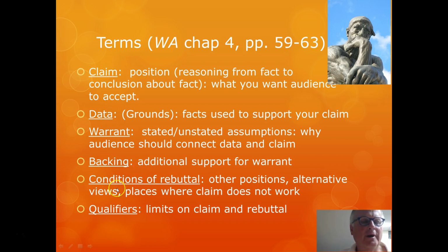He has this really important concept of conditions of rebuttal, which he tends to think of as alternatives. And again, as we've talked about before, argument is not pro-con, it's more complicated than that. So what he argues is that we need to always think of reasons not to do what our claim says we want to do. What are some reasons not to do that? What are some alternative positions, and why are they better or worse than what we want to do?